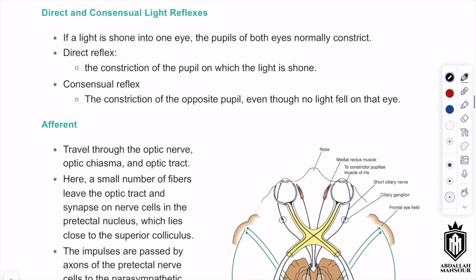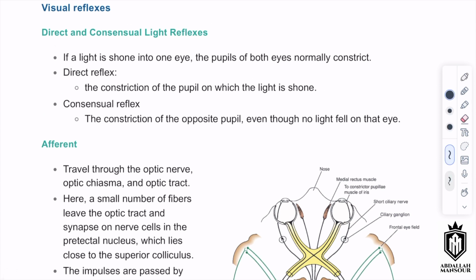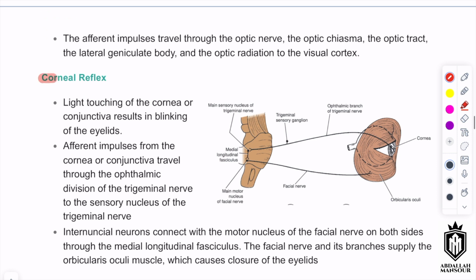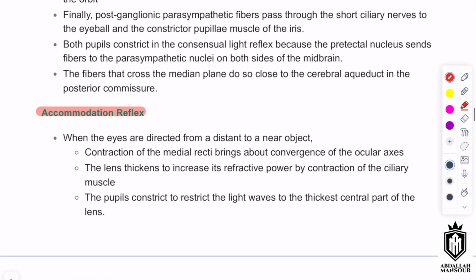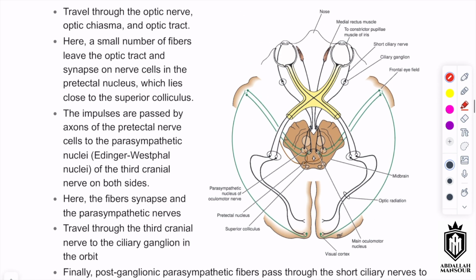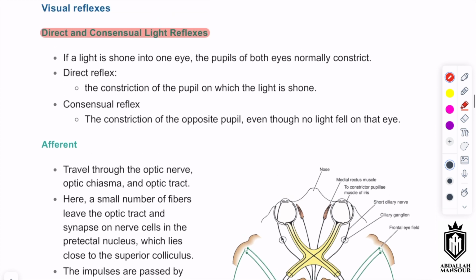And these are the direct and indirect, or the consensual, light reflex. And we also have the accommodation reflex. And finally we have the corneal reflex as well. Okay, I'm going to add some videos on the representation of these reflexes, and of course I'm going to explain how they happen as well.